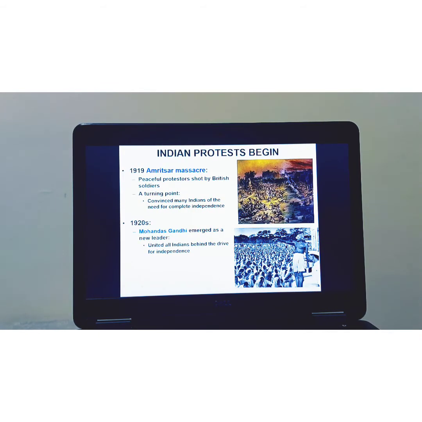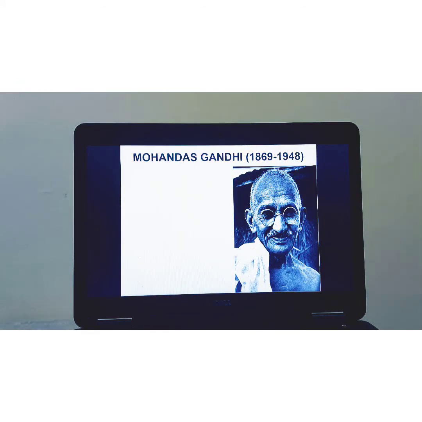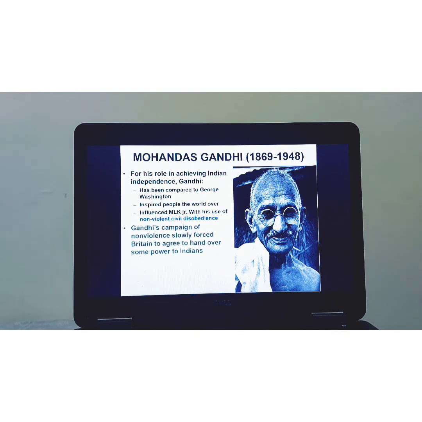In the 1920s, Mohandas Gandhi emerged as a new leader, who united all Indians behind the drive for independence. Mohandas Gandhi, 1869 to 1948. For his role in achieving Indian independence, Gandhi has been compared to George Washington. He inspired people the world over and influenced MLK Jr. with his use of non-violent civil disobedience. Gandhi's campaign of non-violence slowly forced Britain to agree to hand over some power to Indians.